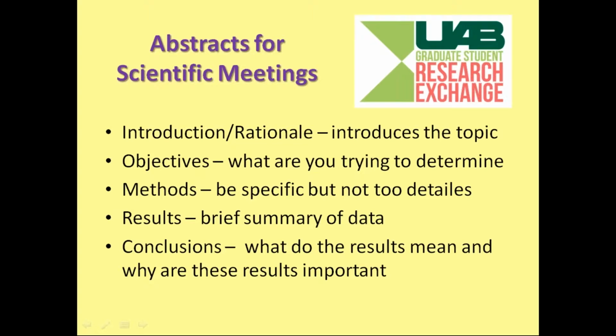I think the other big mistake people make in abstracts, especially for scientific meetings, is leaving out details. They just talk about the big problem, but they don't give a very clear description of what they're doing, as well as what their results are and what their conclusions are. What do the results mean? So don't make that mistake.